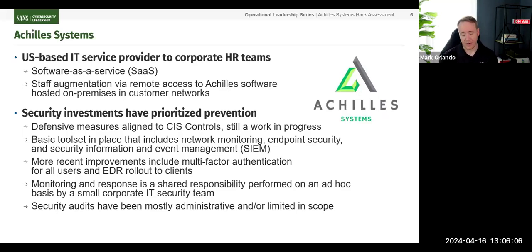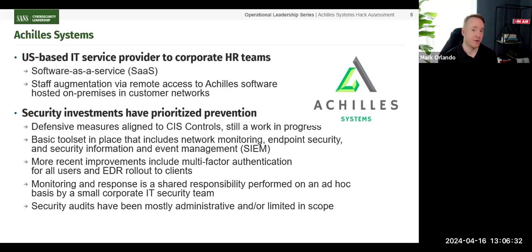First off, their defensive measures are primarily aligned to CIS controls, Center for Internet Security critical security controls, a prioritized list of preventative measures designed to have the greatest impact in resisting all different kinds of cyber threats. Now that's great. That's a great start. And like many organizations, this effort is still a work in progress at Achilles.